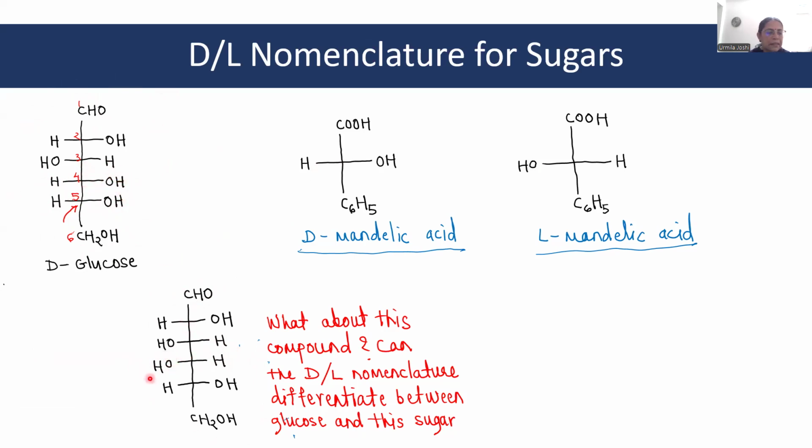Here it is L. But while nomenclating, you have to take the configuration of the highest numbered carbon. And so this compound and this compound are going to be nomenclated exactly the same. It is not the same. So DL nomenclature is not able to differentiate between these two structures.